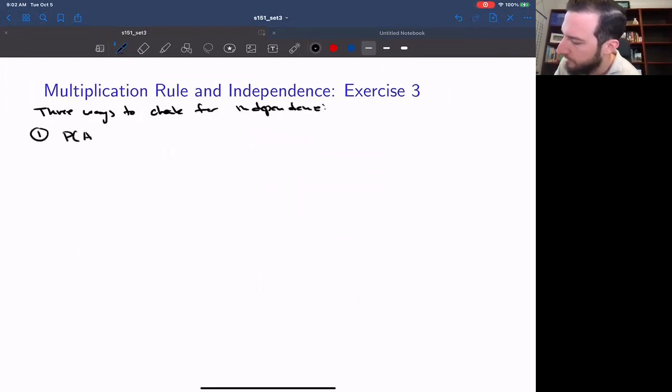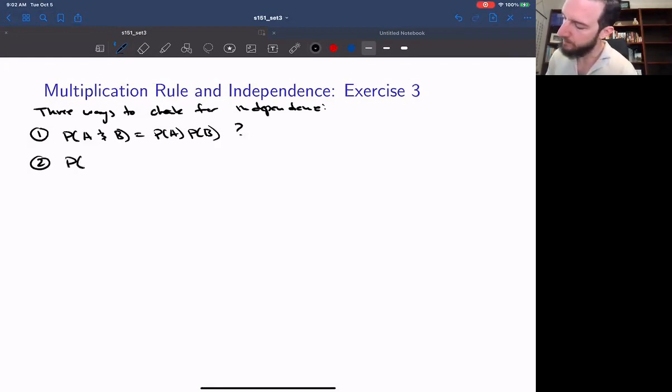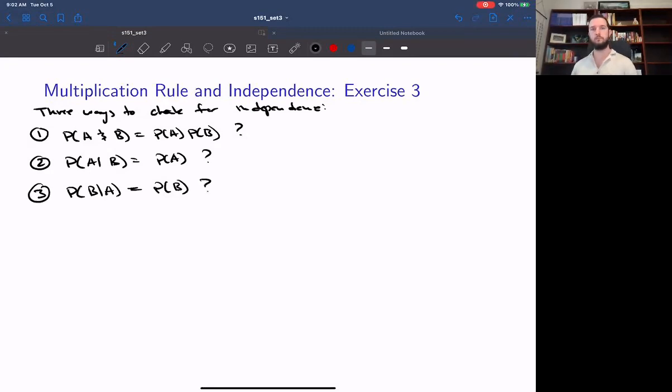So the first one is: does the intersection equal the product of the marginals? The second one would be: does P of A given B equal P of A? And the third one would be: does the probability of B given A equal the probability of B? So we're going to pick two out of these three equations and see if the left side equals the right side. That's the purpose of the question. We want to verify independence.